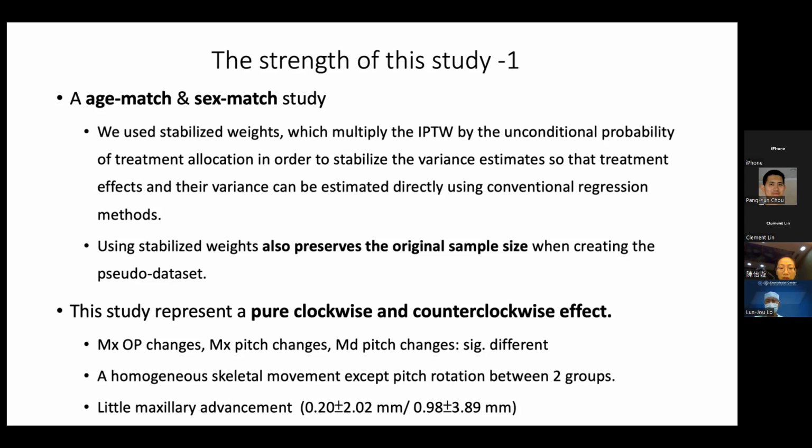Only maxillary occlusal plane change, maxillary pitch, and mandibular pitch changes are significantly different between two groups. So there is a homogeneous skeletal movement except pitch rotation between two groups. And in both groups, they all have little maxillary advancement. The mean movement of the maxillary advancement in the clockwise group is 0.2 millimeter, and in the counterclockwise rotation group is 0.98 millimeters.